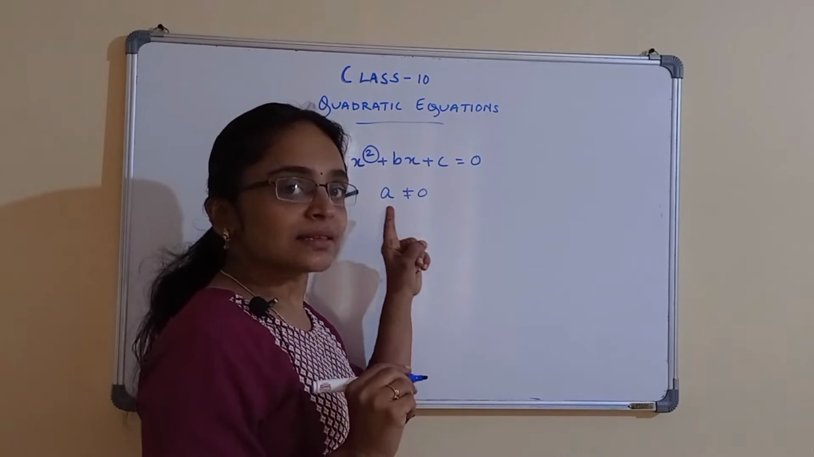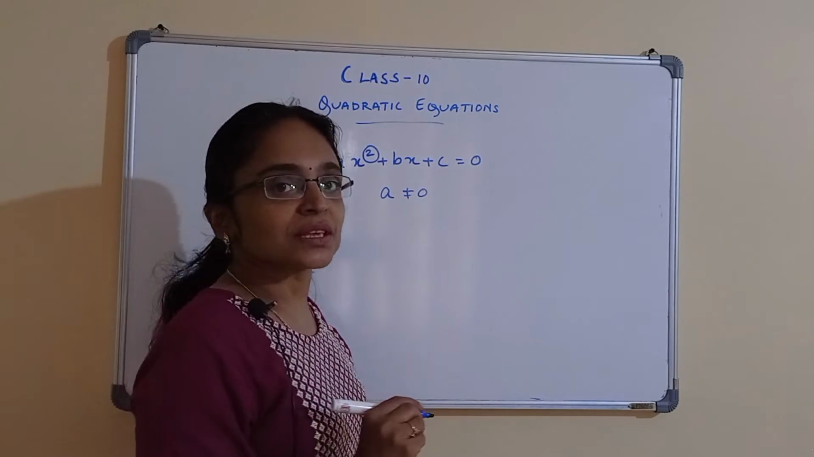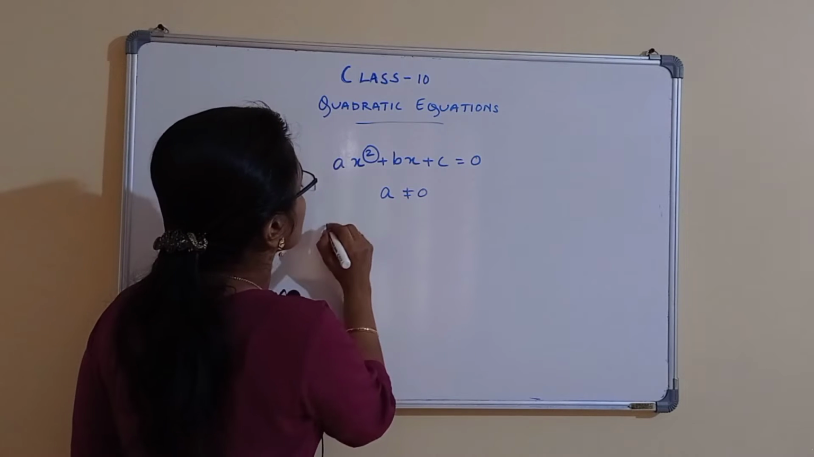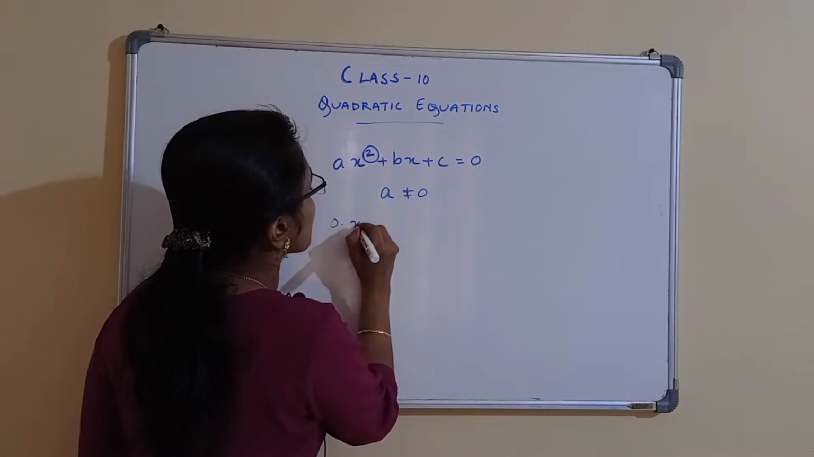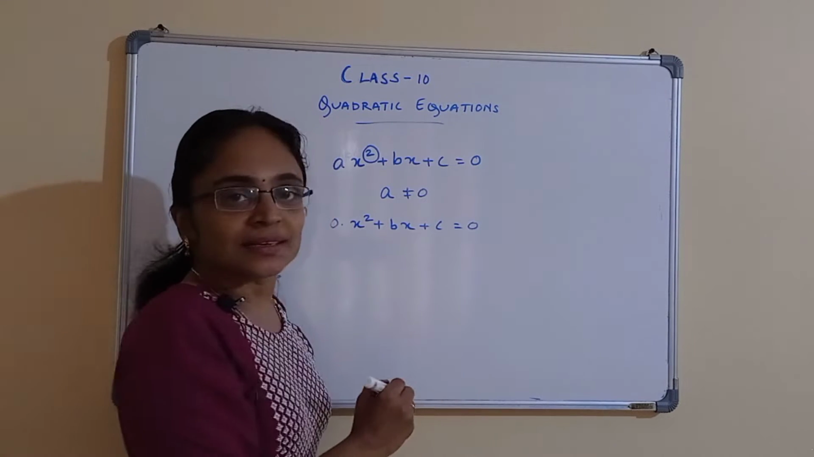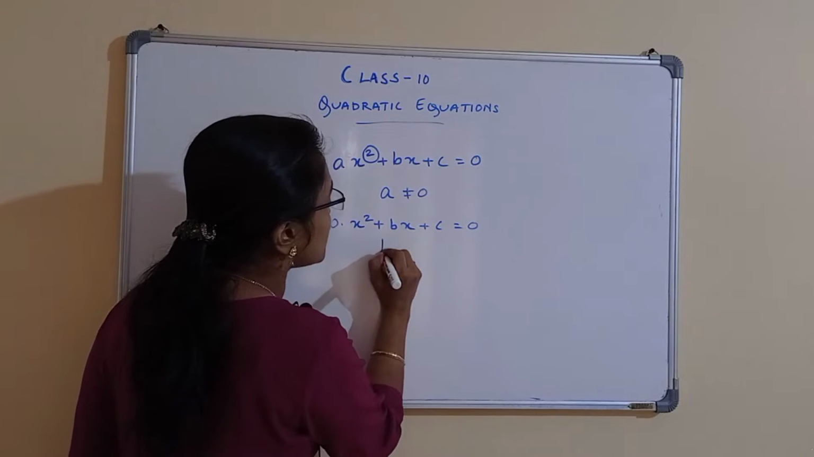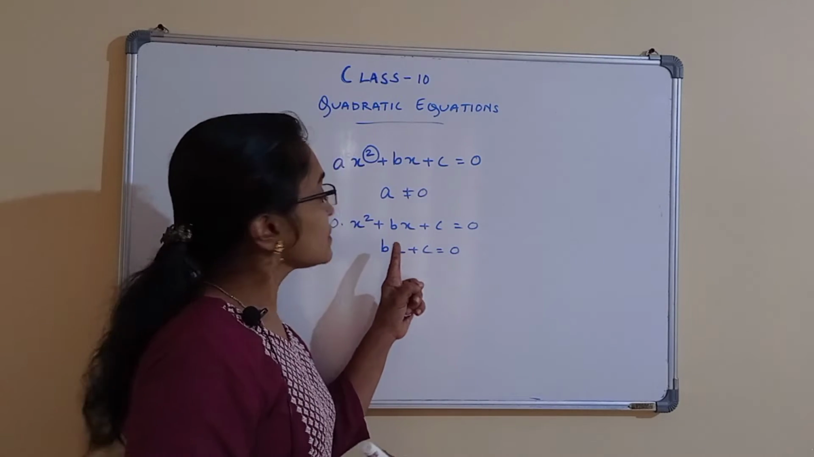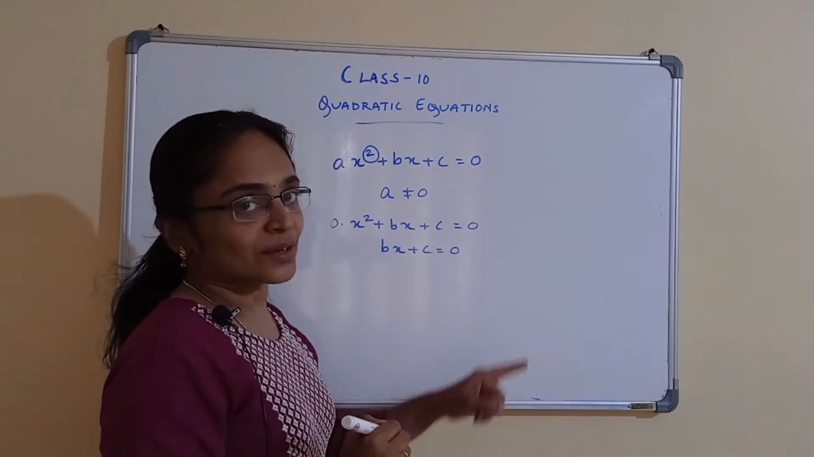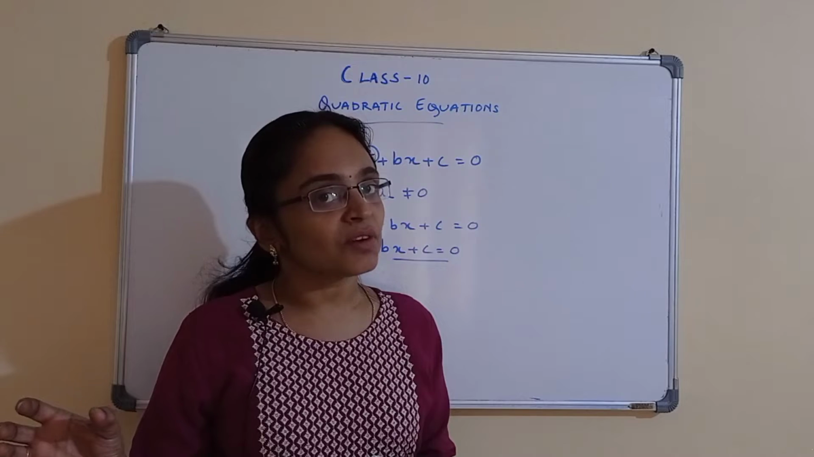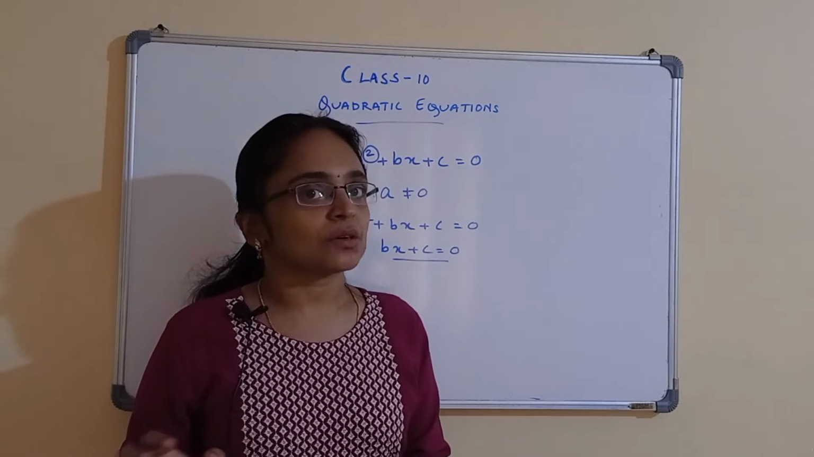And why is it given that a is not equal to 0? Because if we put a equal to 0, then this will become 0x square plus bx plus c equal to 0. That is, this is of the form bx plus c equal to 0. Is this a quadratic equation? No, this is a linear equation. Now, we'll see some examples to check whether a given equation is a quadratic equation or not.